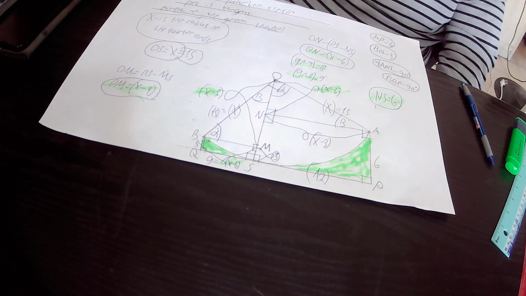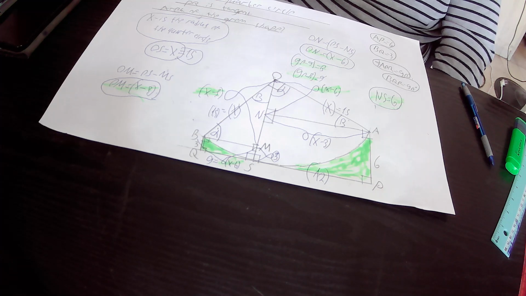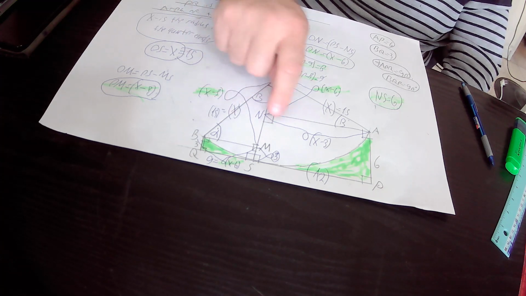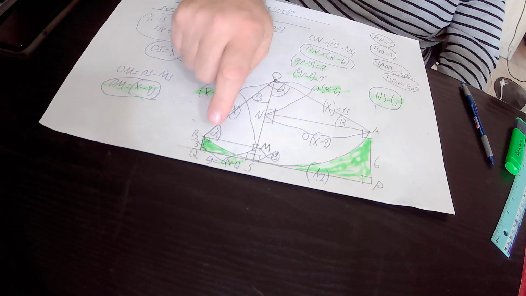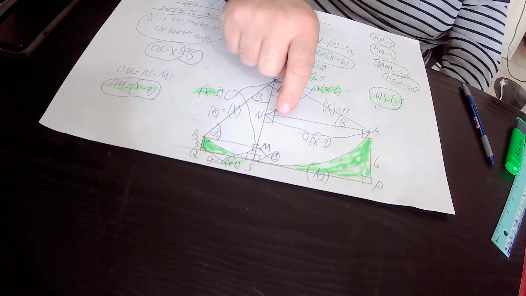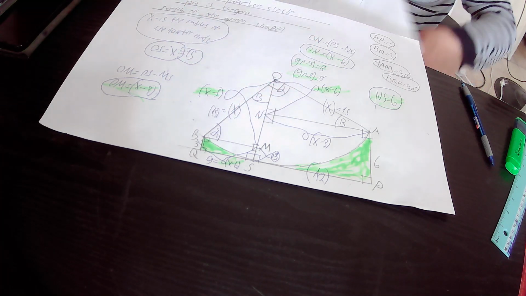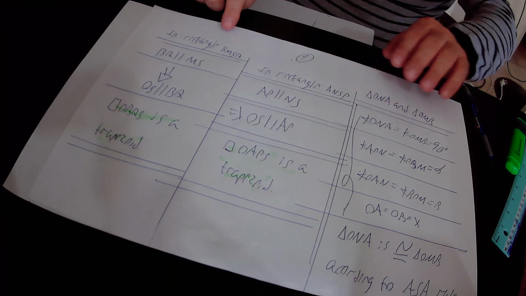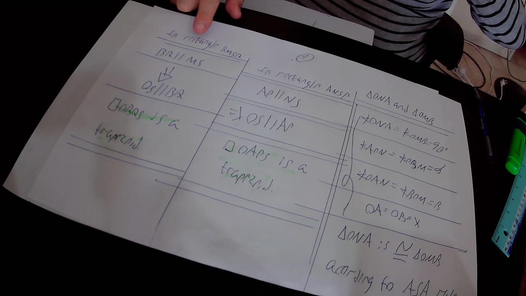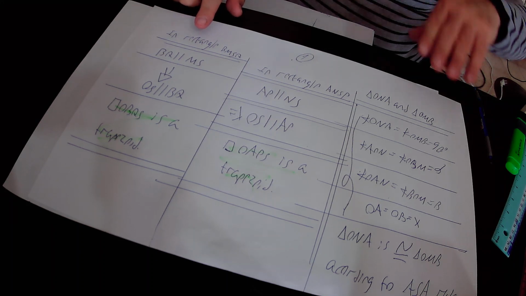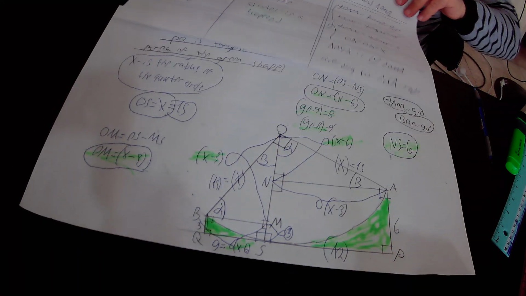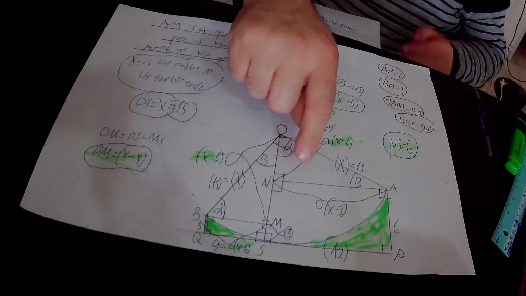And we also know that the opposite sides of a rectangle are parallel to each other. So in rectangle BMSQ, side BQ must be parallel to the opposite side MS. So here BQ is parallel to MS.